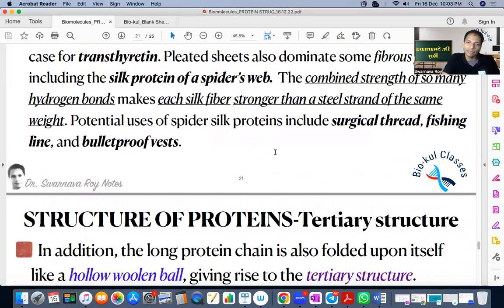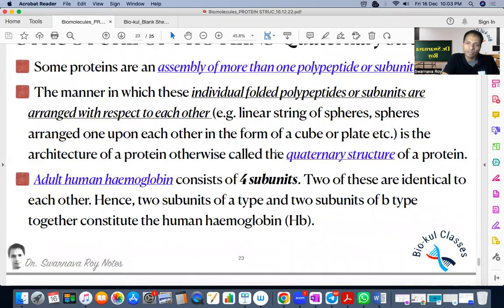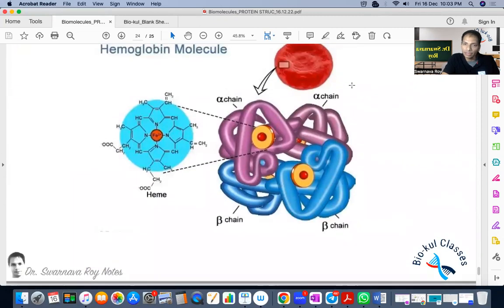So if we look at the example, it is hemoglobin. Hemoglobin has 2 alpha chains and 2 beta chains. Each of these chains is basically a tertiary structure, right? So this is one tertiary structure, this is one tertiary structure, these blue ones are tertiary structures, and they come together and form a quaternary structure, right?